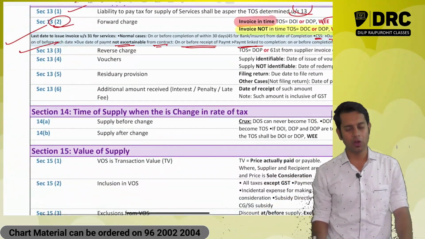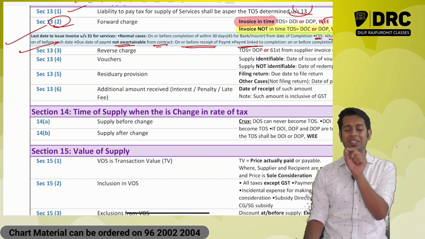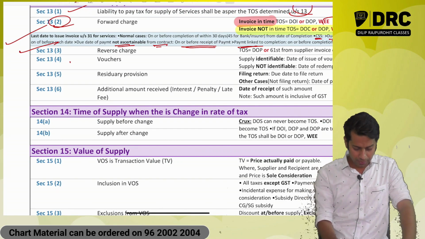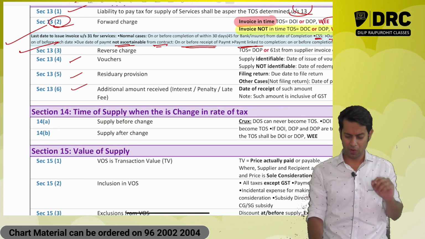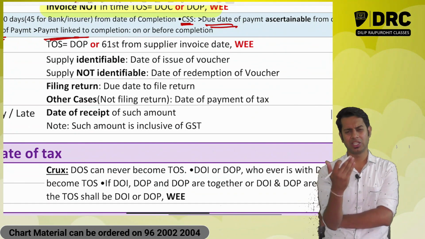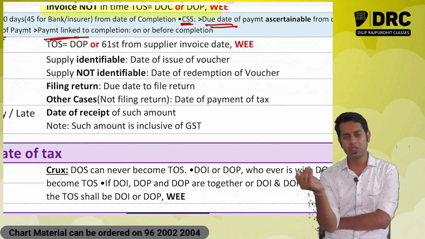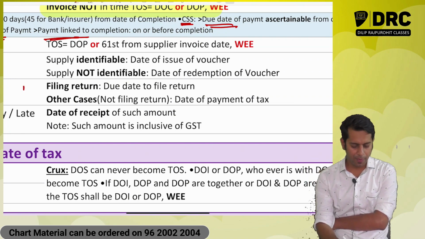For reverse charge of services, the time of supply is date of making the payment or 61 days from the date of supplier invoice or any other document issued by the supplier, whichever is earlier. In case of vouchers for services, section 13 subsection 4: if it is a supply identifiable voucher, date of issue of voucher. If it is a supply not identifiable voucher, date of redemption of voucher will be the time of supply.